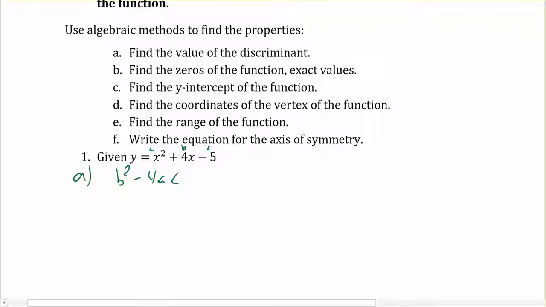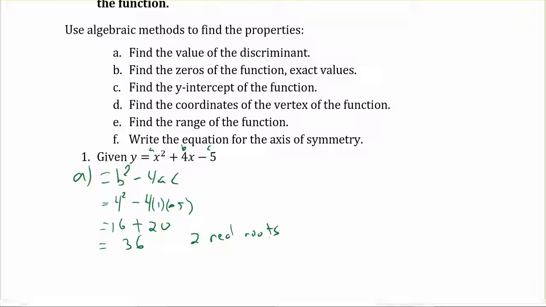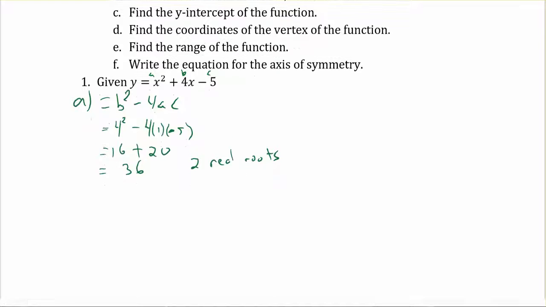So if we put that in, b squared is 4 squared, minus 4, a was 1, and c was negative 5. So what we've really got here is 16, and now this is where people make a mistake. Remember, we've got minus, but then there's also minus 5, so this becomes plus 20. So our discriminant here is equal to 36. That would mean that we have 2 real roots, or 2 real solutions, so 2 real x-intercepts, which is the other way of saying it. There's too many names for that one.